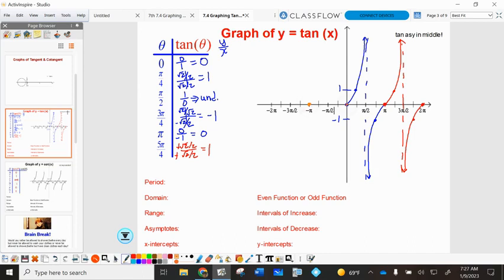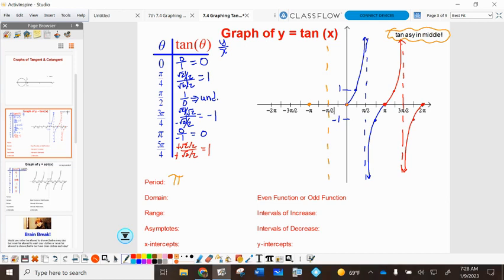So every pi units, and that's important. How long did it take us to see everything tangent had to show us? Only pi units. Tangent and cotangent are the only two trig functions that don't have a parent function with a period of 2 pi. So every pi units, we have a full tangent cycle. I like to say this, tan assy in the middle. It helps me remember that on tangent, there's an asymptote in the middle. So at the half pi's, I'll have an asymptote.